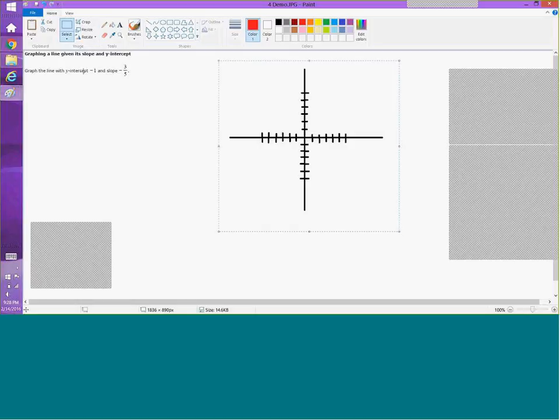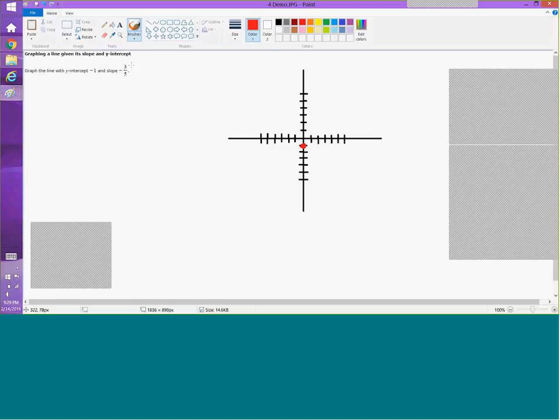If we graph the line with a y-intercept of negative 1, well, that means on my y-axis, I'm going to start from 0 and come down 1. So I've got a y-intercept of negative 1. My slope is negative 3/5.